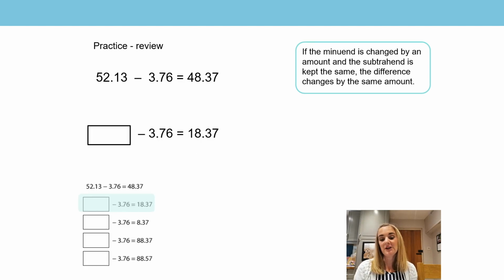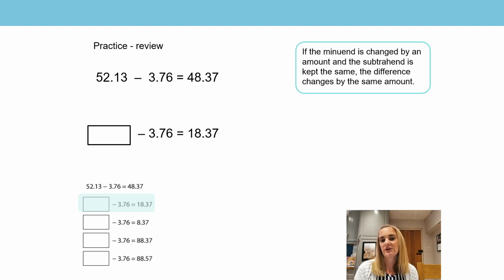Okay, so originally you were left with the calculation 52.13 subtract 3.76 is equal to 48.37. And then you were to use this fact that you've been given to see if you could work out the empty boxes. So in the first calculation with the empty box, we have a missing number, subtract 3.76 equals 18.37. And if we use that original calculation, what did you notice was the same? And what did you notice was different?